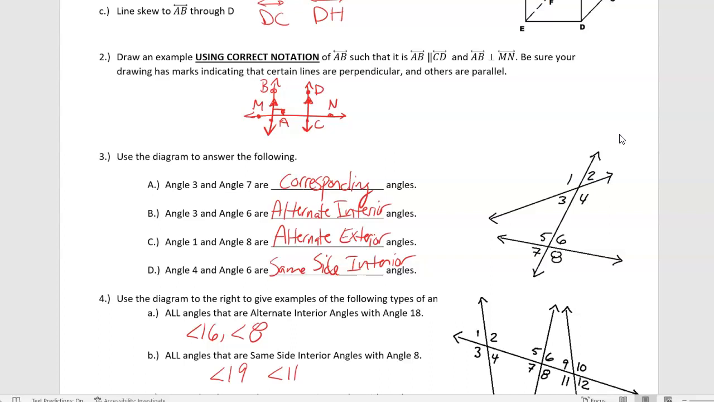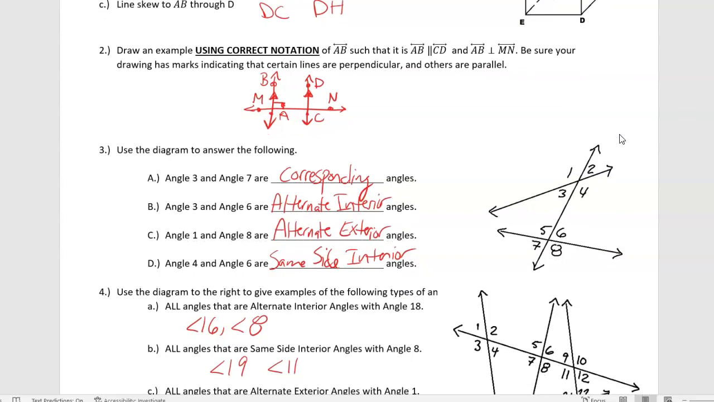So we're not super clever with the name. It is alternate exterior angles. Then when you look at 4 and 6, they're on the same side of the transversal, but they're on the interior, so it'd be same side interior angles.